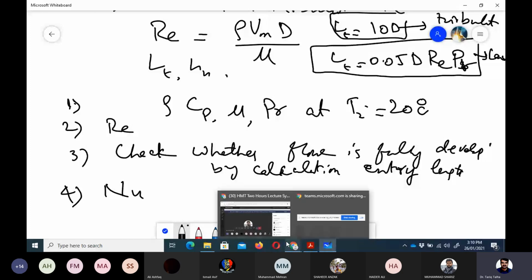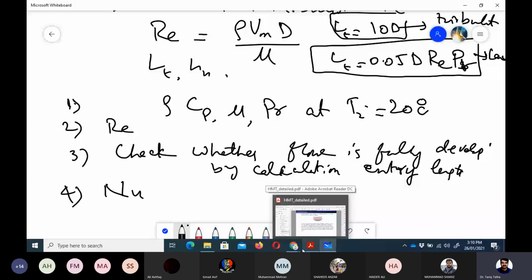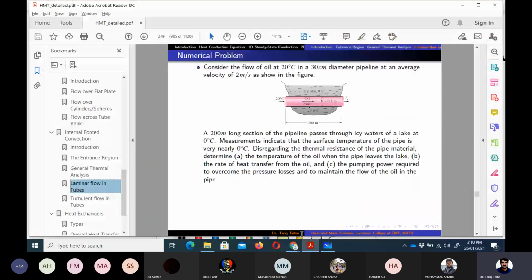So let's start with the numerical solution. Here I have just explained how to do it. First of all, we determine the properties. We are going to determine them at 20 degrees. So rho value, k value for the fluid. Here it is kinematic viscosity, which is 901 into 10 to the power minus 6 meter square per second.